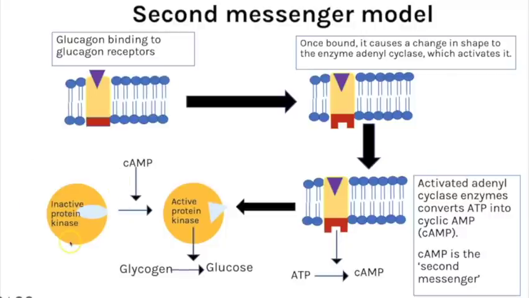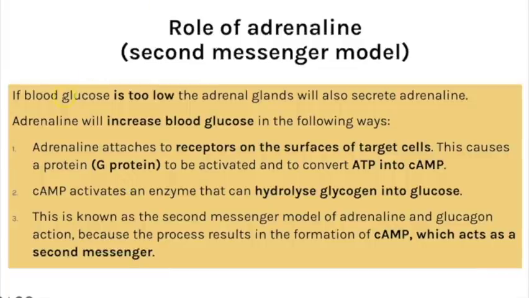It can convert the inactive protein kinase into an active form, and that is the enzyme which can then hydrolyze glycogen into glucose. Now, this second messenger model happens for glucagon binding, but also adrenaline. So it's exactly the same process when adrenaline binds. And that's the last thing we've just got here, the summary of the second messenger model, if it was adrenaline binding, but it's exactly the same for adrenaline as it was for glucagon. So pause that if you want, and then you can write down all of those key terms.